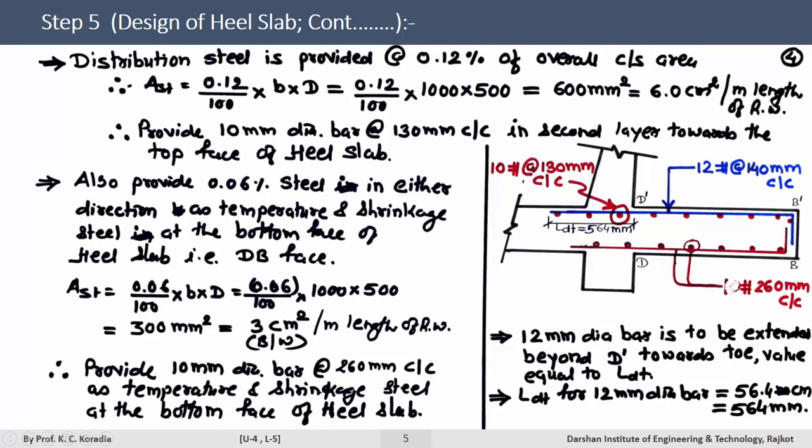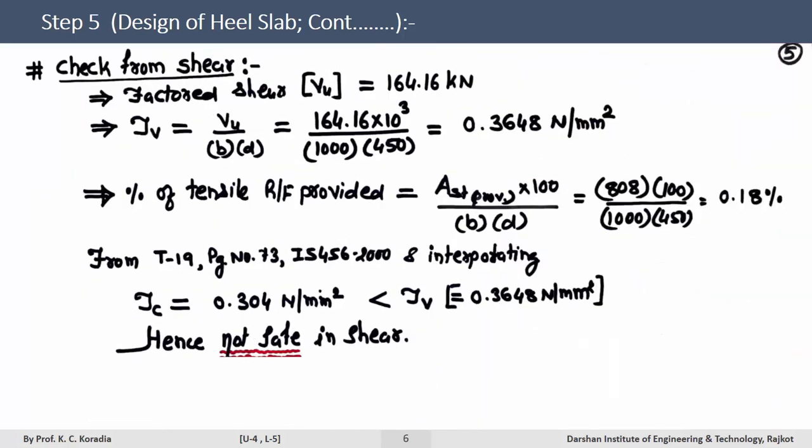The value of LDT for 12 mm can be derived from table number 65, page number 184 of SP16. Now we are supposed to check for shear capacity. The factored shear as derived earlier is 164.16 kN. Therefore, shear stress will be equal to Vu upon bd. Vu, that is 164.16 into 10 raised to 3, converted from kilonewton to newton, divided by 1000 into 450, the effective depth. The value comes out to be 0.3648 Newton per mm square.